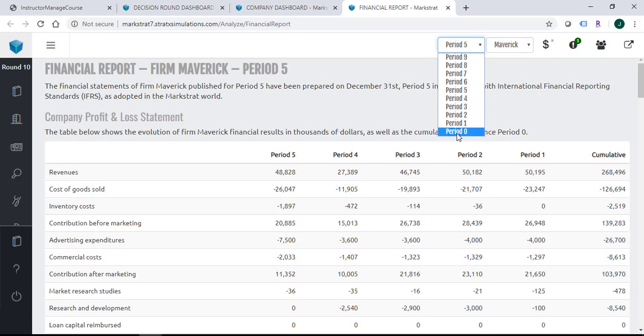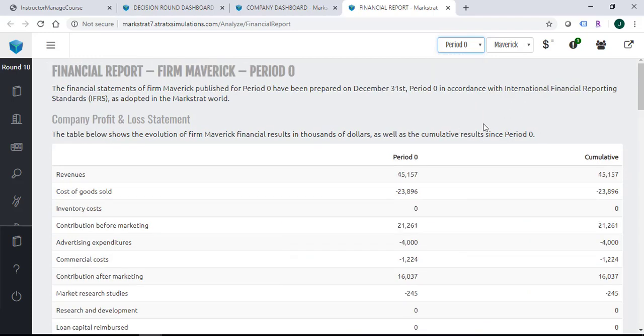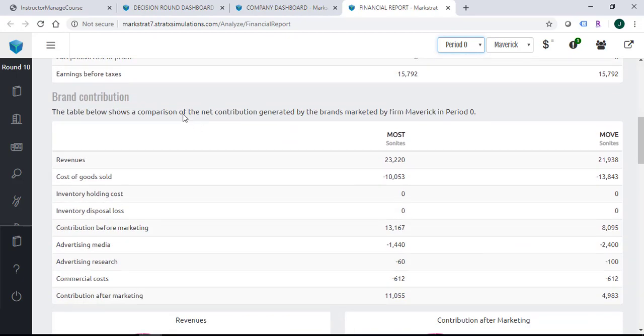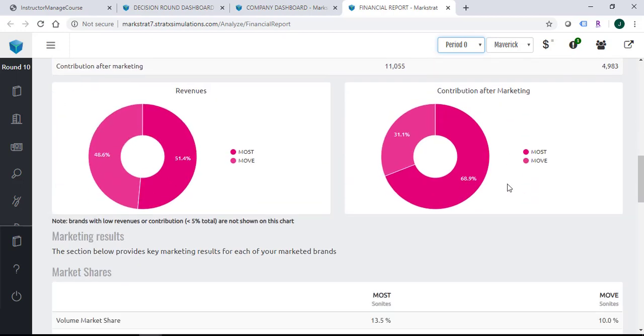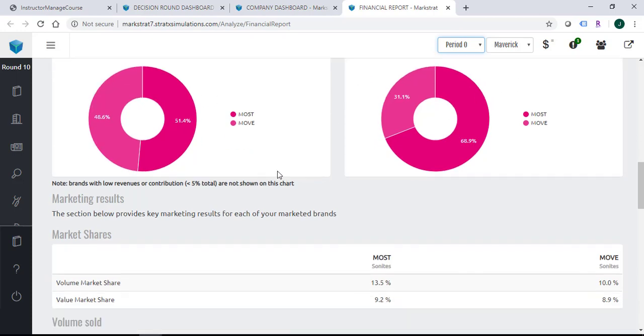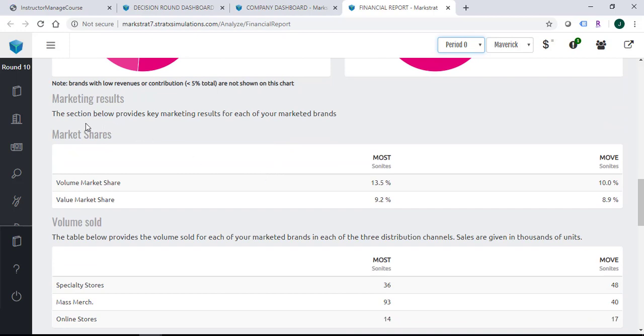Let's look at period 0, and I will compare it with period 9 to see the differences between the information they provide. So let's look at period 1. You will see the company profit and loss statement in this section, and also brand contribution. You have 2 brands here, and a little later you have revenue and contribution after marketing by brand. And you have marketing results, including market shares.